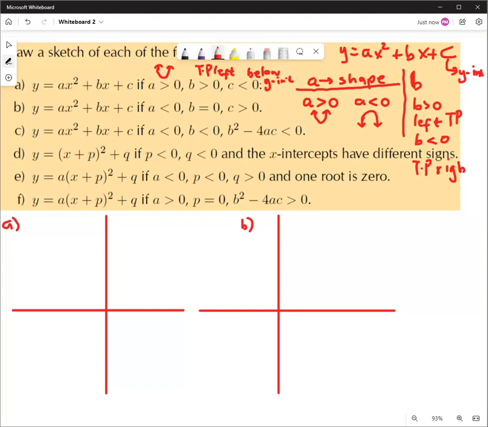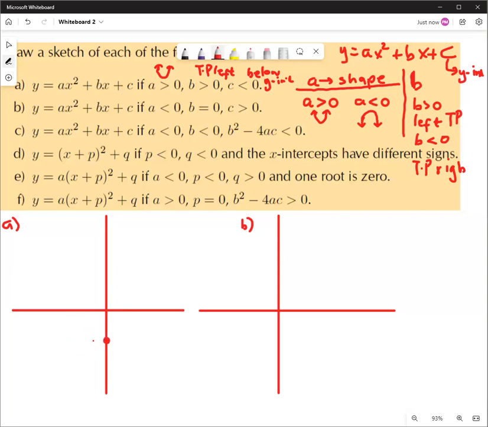So I'm going to do this. You always start with c. c is less than 0, so on the y-axis, you're going to come anywhere and show a dot there to show that that is your c. And then we said the turning point is going to be on the left. So if this is the left and that is the right, our turning point is going to be here.